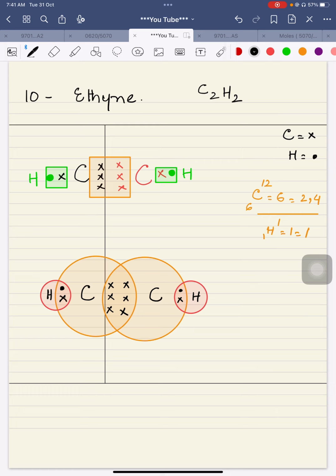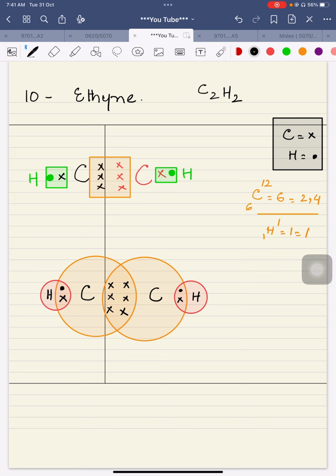This is the key at the top, and remember that it is important. Sometimes the examiner himself says that carbon should be represented with the cross and hydrogen with the dot. Over there you cannot change the examiner's suggestion, and you have to follow his instructions. But right now I'm telling you that you have to select the key if the examiner is not giving you any key.